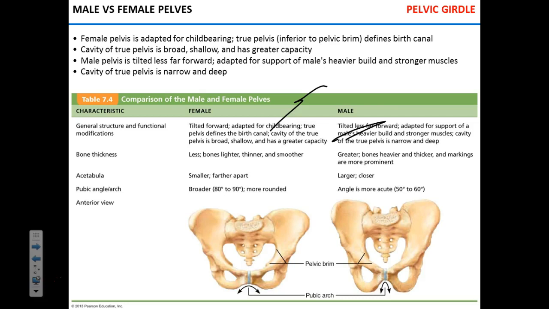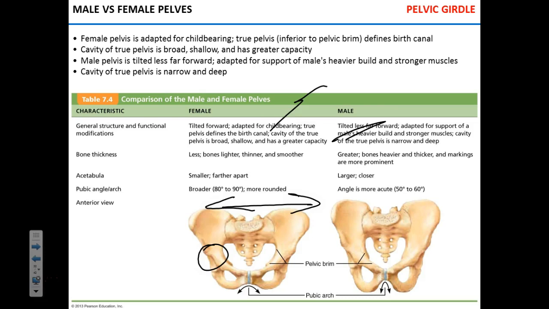Female pelvis is wider, okay? They have smaller acetabula. Acetabula is plural, acetabulum is singular. Acetabulum is the cavity for the articulation between the femur and the coxal bone. Does that make sense?